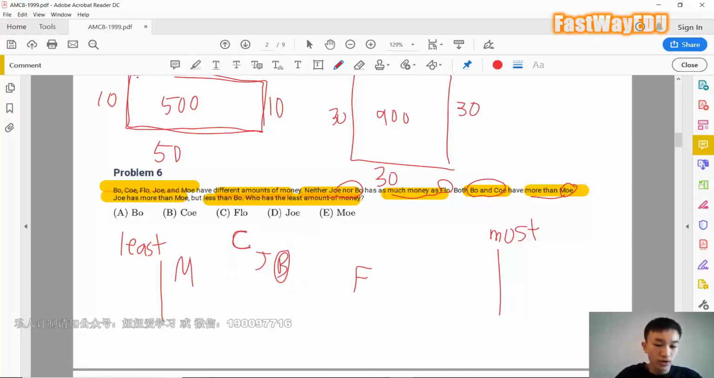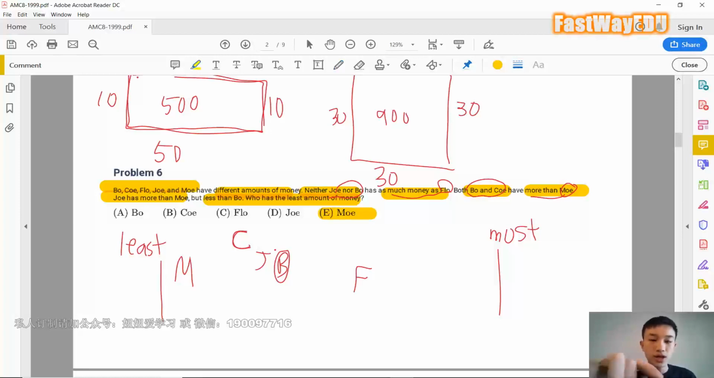Now Joe has more than Mo. So Joe is to the right of Mo. Okay, that's good. But less than Bo. So Joe has less than Bo. That's also good. So now who has the least amount of money? That's clearly Mo. He's right at the bottom. So the answer is going to be E.